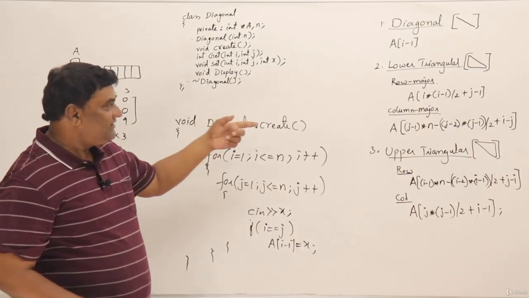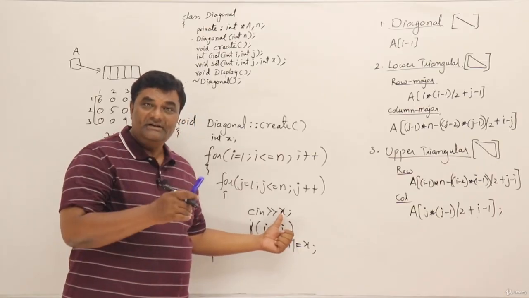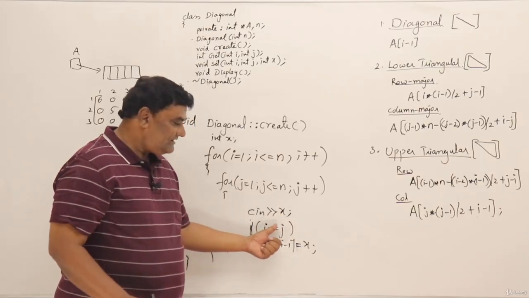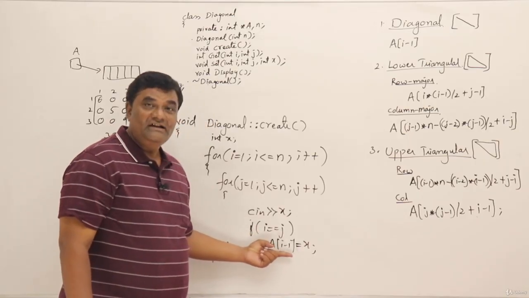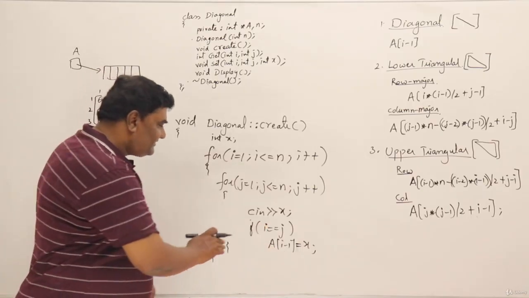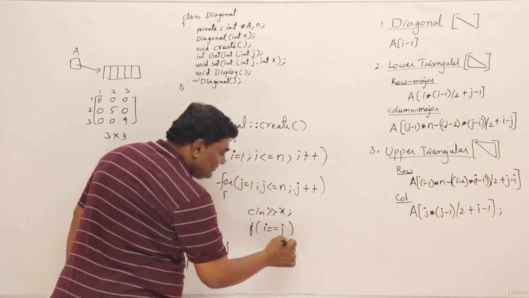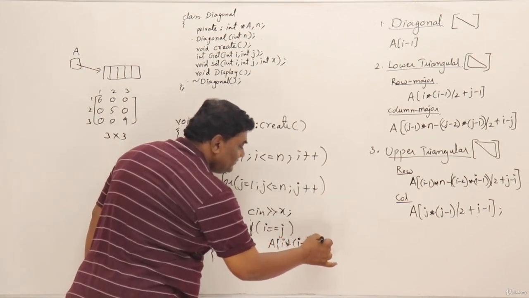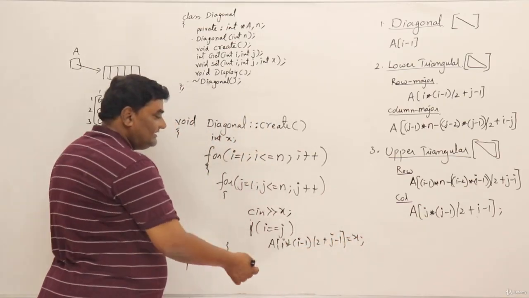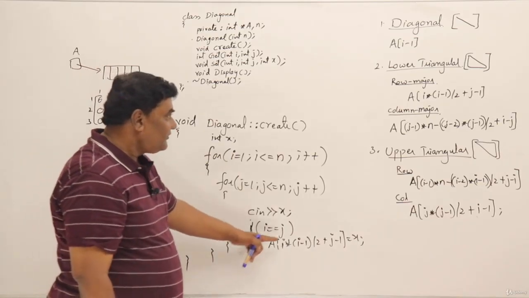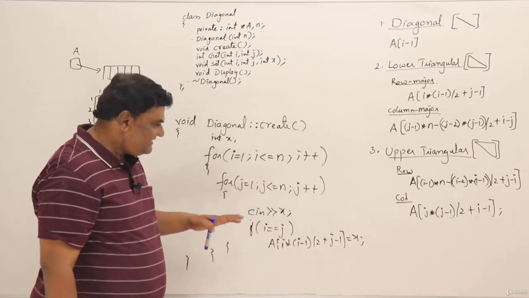If this create function is for lower triangular, then everything will be same. The element will be non-zero only if i is greater than or equal to j. So only say i greater than or equal to j, and here I should store the element where? In the formula. And what is the formula for a lower triangular matrix, row major formula? That is i into (i minus 1) by 2 plus j minus 1, assign x. So I am using the formula and storing the element. This is the row major formula of lower triangular matrix. That's it. So the code is same, only the formula changed.